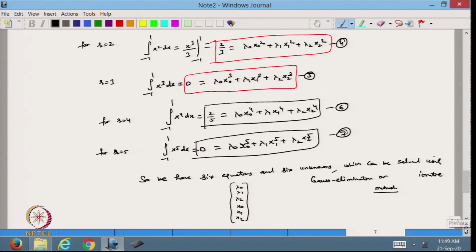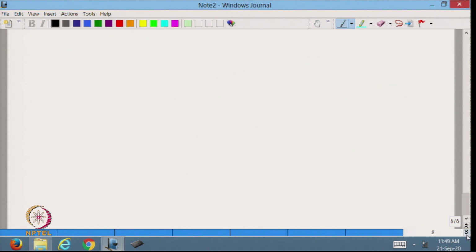way we solve the system of equations. Suppose we solve this one, then the answer we are getting is x naught is minus root of 3 by 5, x 1 I am getting 0 and x 2 is root of 3 by 5. The value of lambda naught we are getting 5 by 9, lambda 1 we are getting 8 by 9 and lambda 2 we are getting 5 by 9.